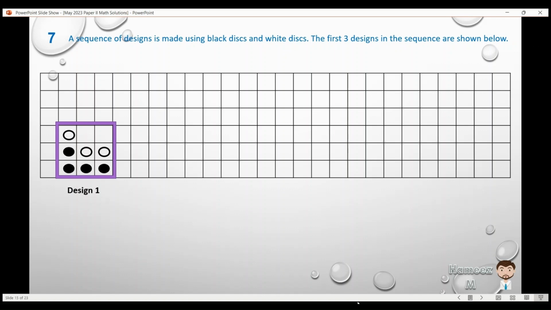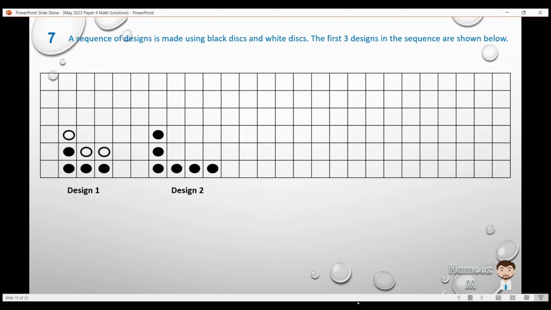Let's look at design 2. It's a repetition of design 1 in terms of black discs, and it expands in that 1 black disc goes to the right and 1 black disc goes up.